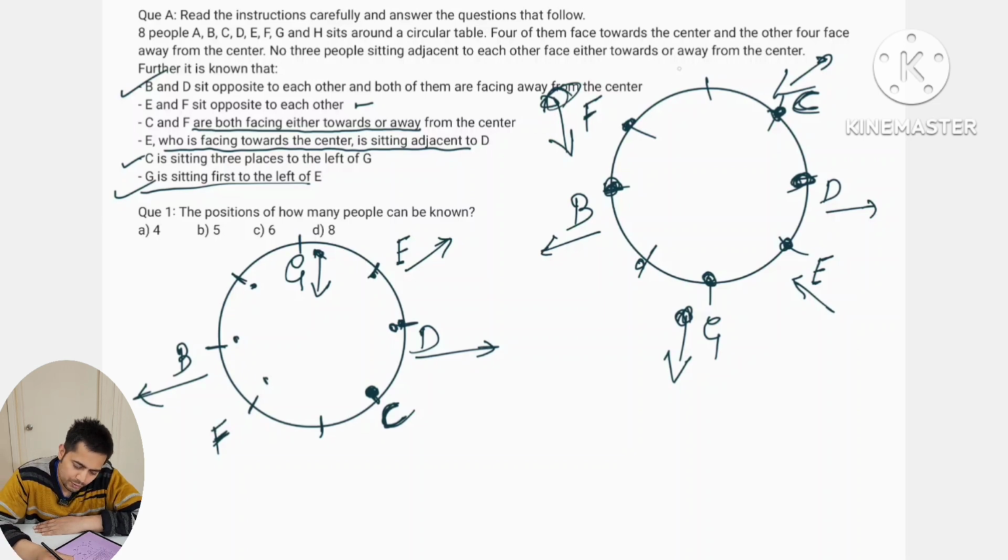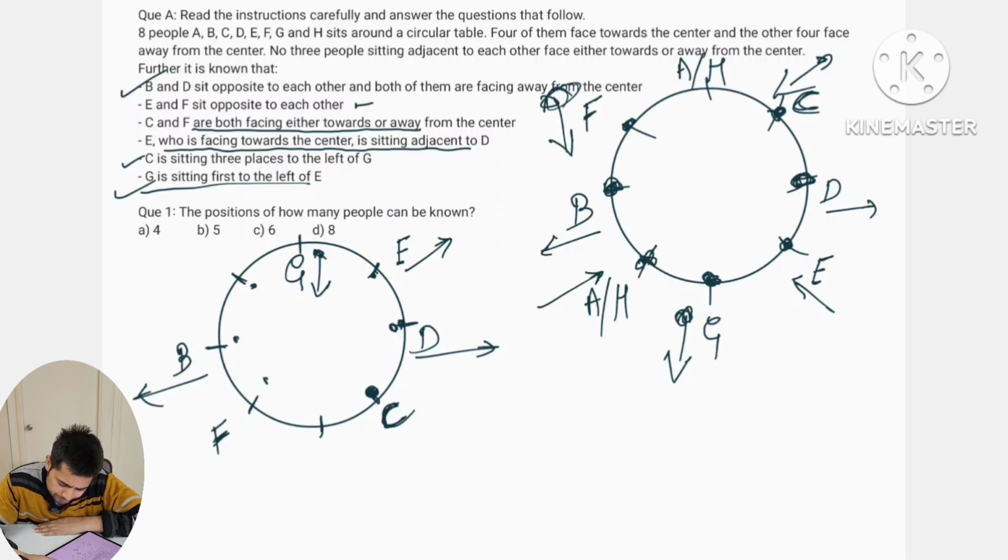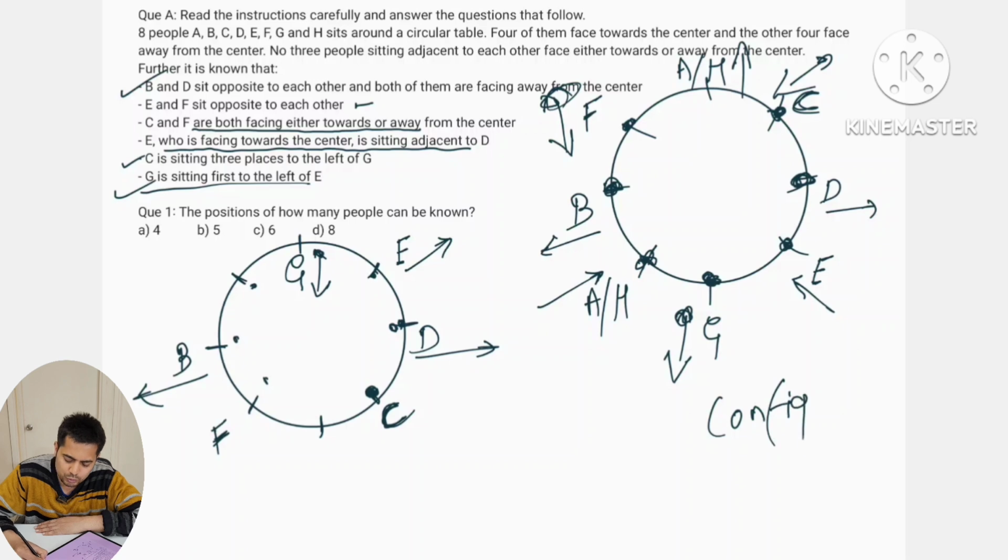2 positions are not known. A or H can take positions and they can face either outward or inwards. Also it is given that 3 people together cannot be in the same direction. So B, this position and G cannot all face outward. So definitely this position has to face inwards and this position has to face outwards. Perfect. All the clues are getting fulfilled in configuration 2.